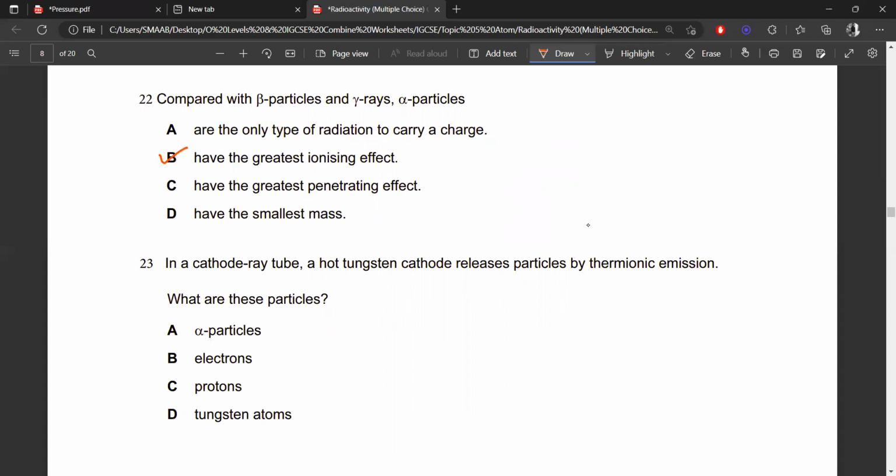Okay, in a cathode ray tube, basically we are talking about the CRO. In the cathode ray tube, it is already mentioned that a hot tungsten cathode releases particles by thermionic emission. It means we just heat up that metal wire or that metal plate, so electrons will start emitting from that surface, right? So those particles which are emitting from the surface are electrons, right?